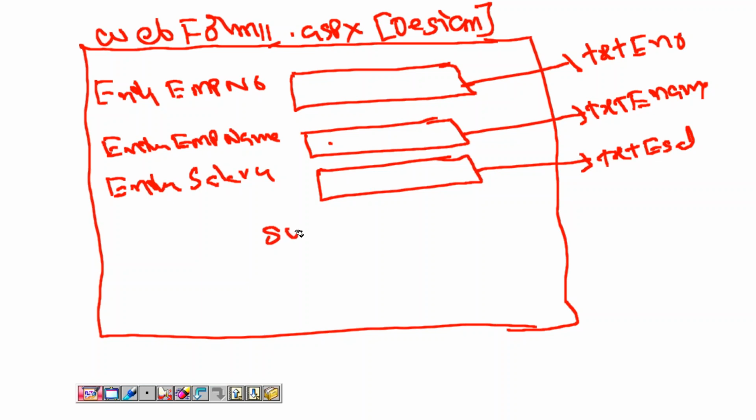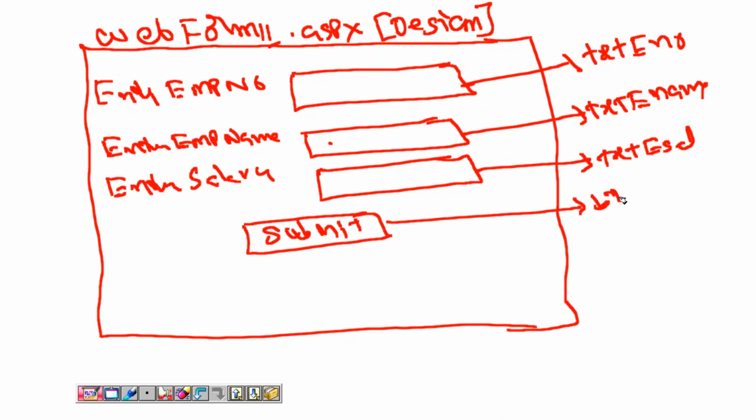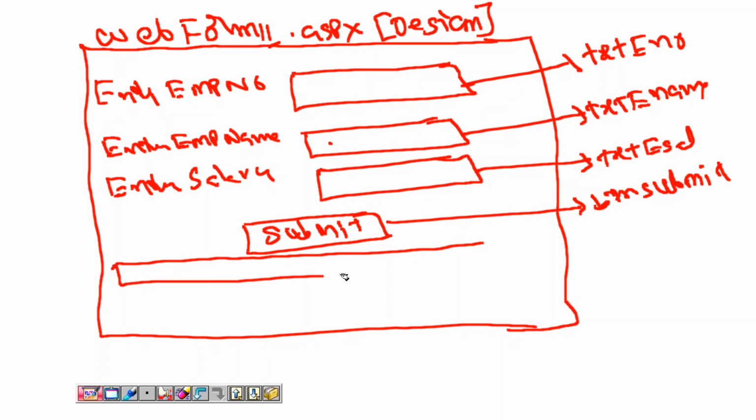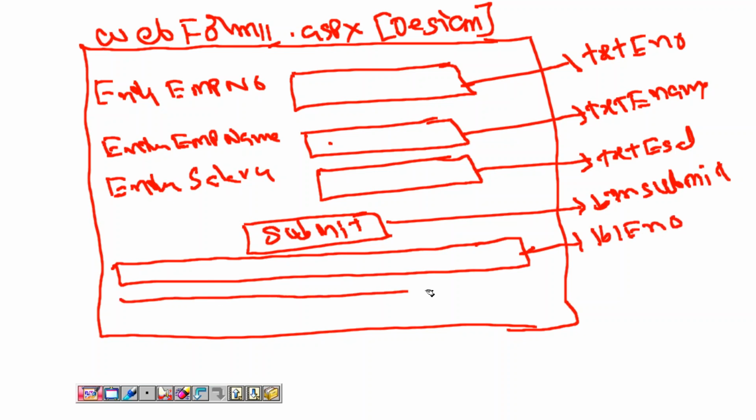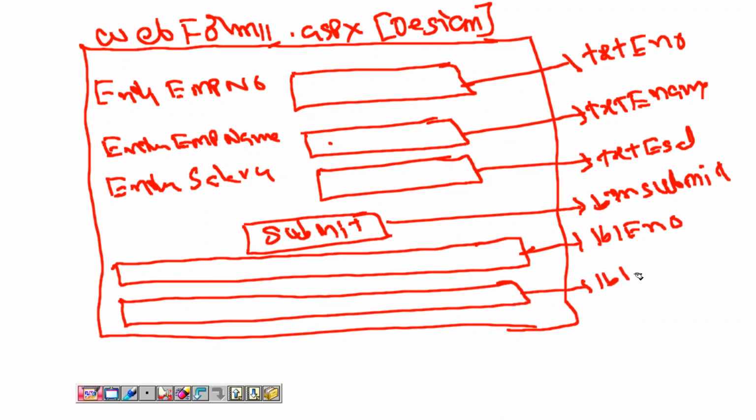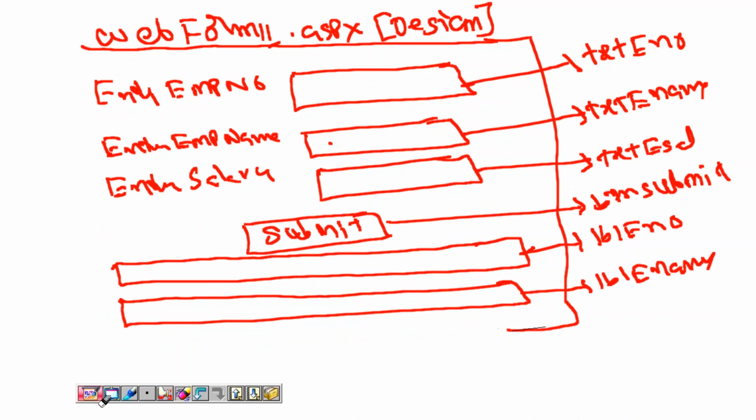Okay. Now submit. Submit is the button. BTN submit. At the bottom I am maintaining 3 labels. LBL ENO, and one more label, LBL ename. Okay, one more label.